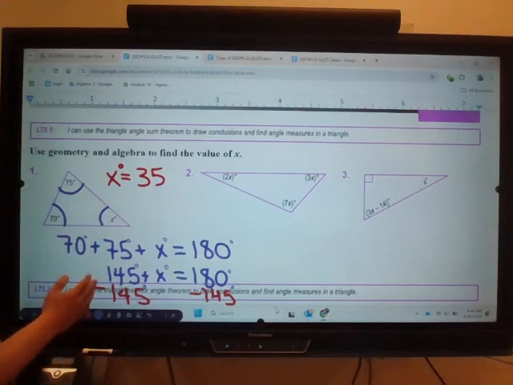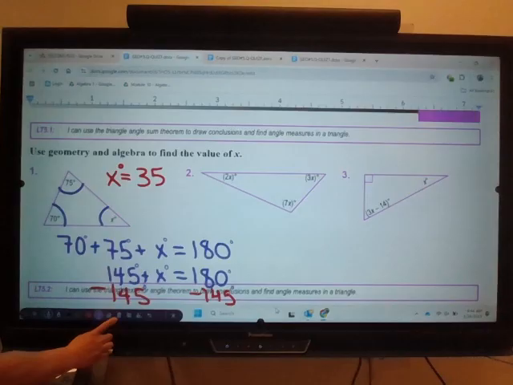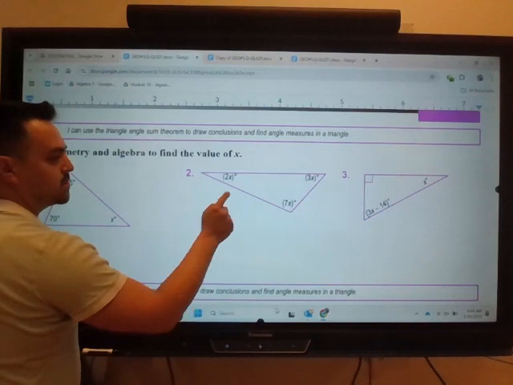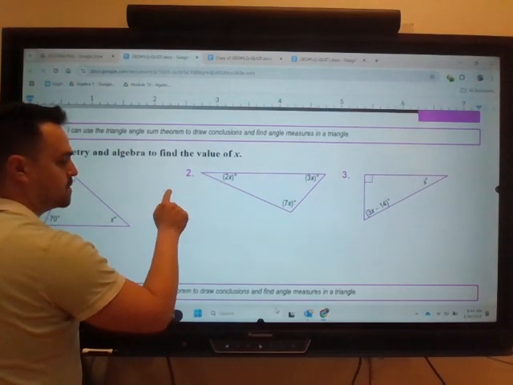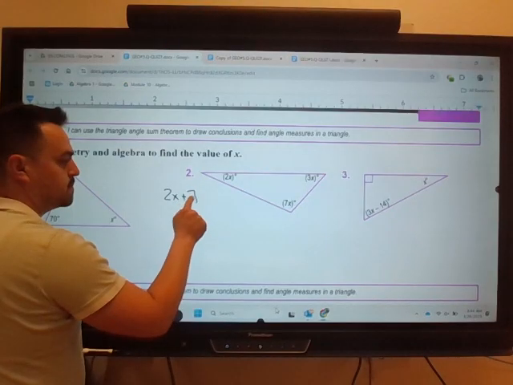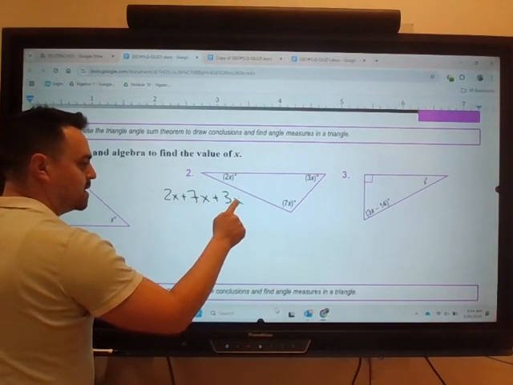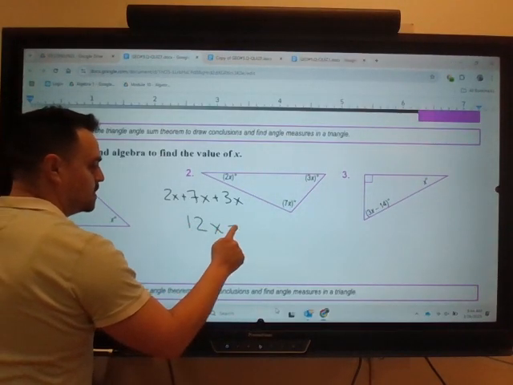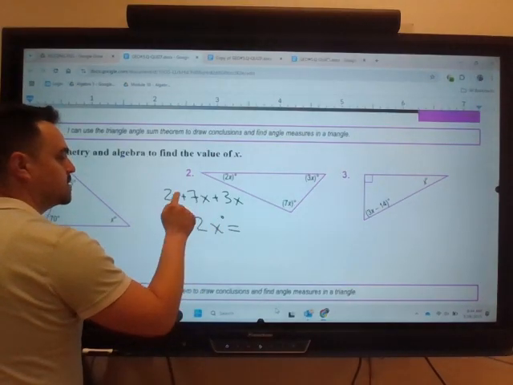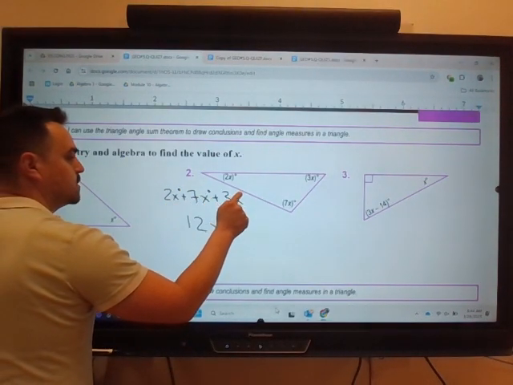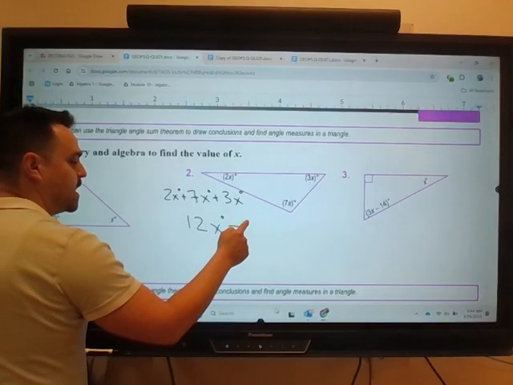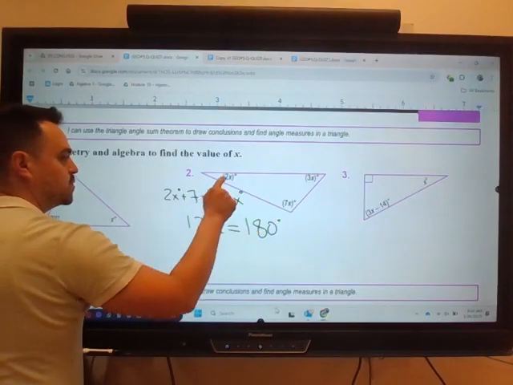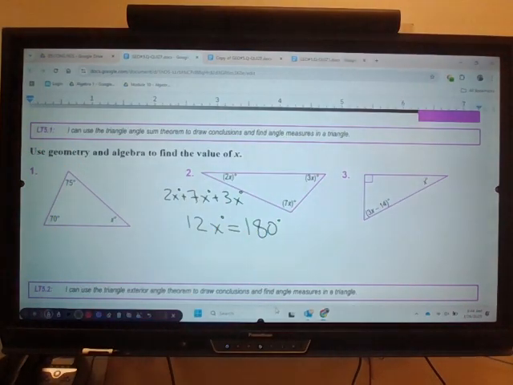All right, number 2. You can pause right here if you need to finish copying, I'm moving on to number 2. Number 2, you add up these three angles. 2x plus 7x plus 3x. How many x's do we have all told? And remember, this has to equal 180 degrees. All the angles within a triangle add up to 180 degrees.